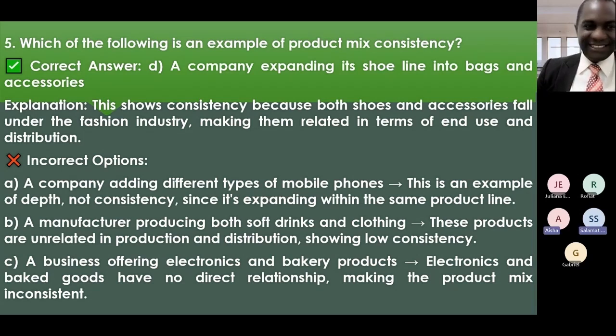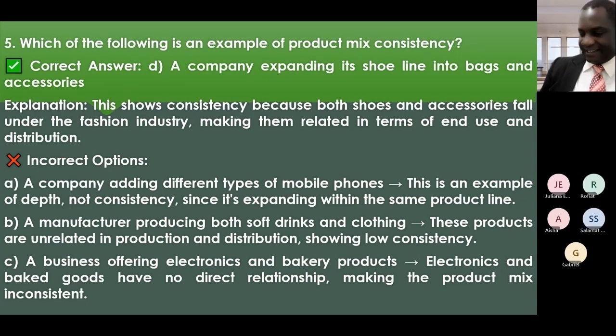Yes, sir. You picked D, and when you were talking about this, you said Hollandia, that there are different types of Hollandia milk. So when making shoes, how can you not decide to make bags and accessories? Now we're talking of consistency. Hollandia is the same product line, but mobile phone is consistency too. You're talking about Hollandia making different types, like the evaporated. So that's not a mix now.